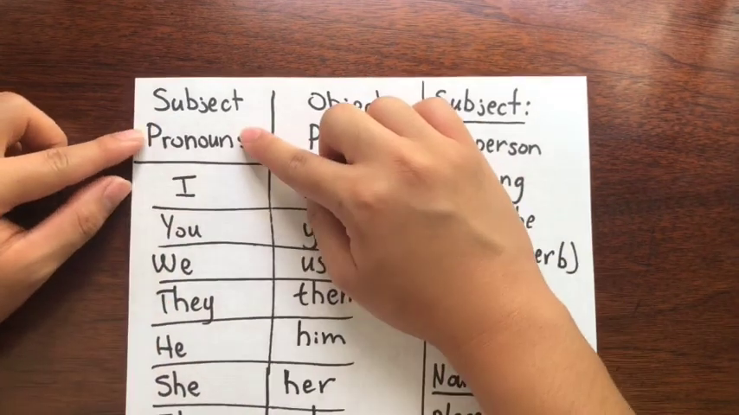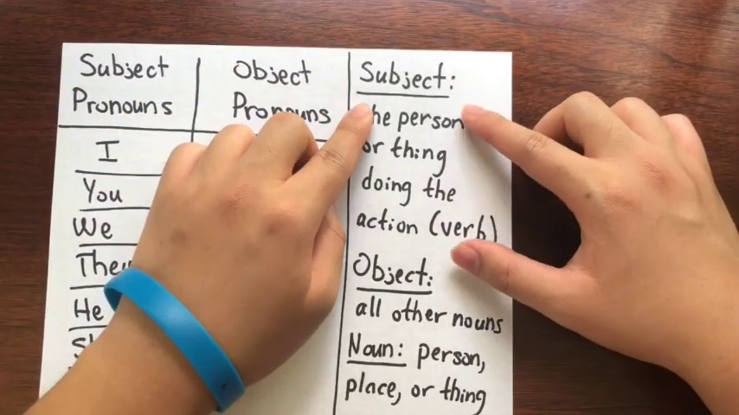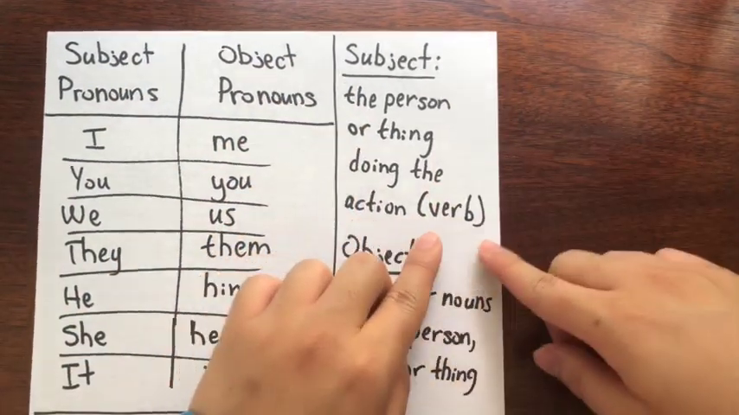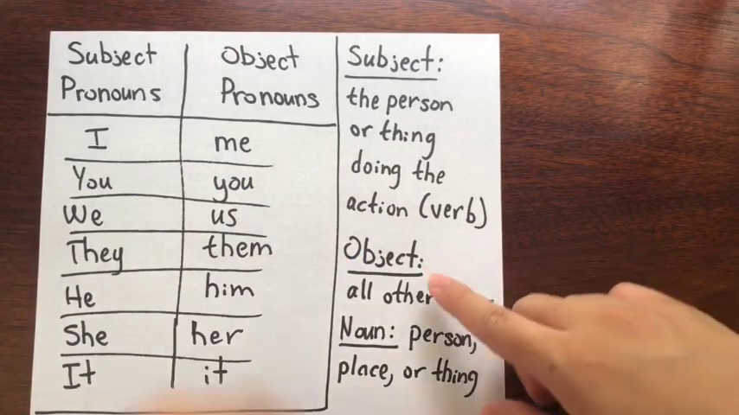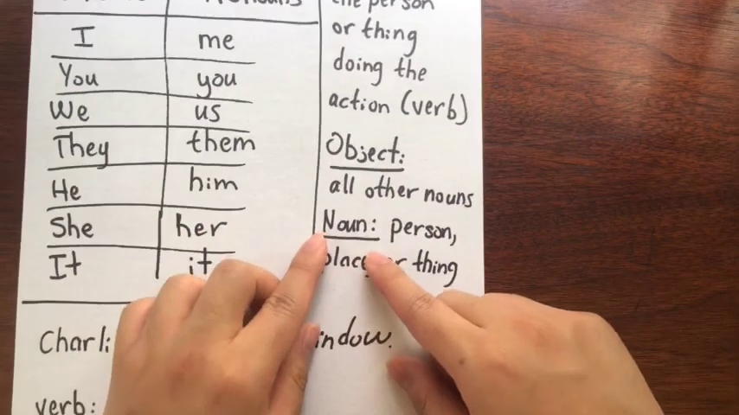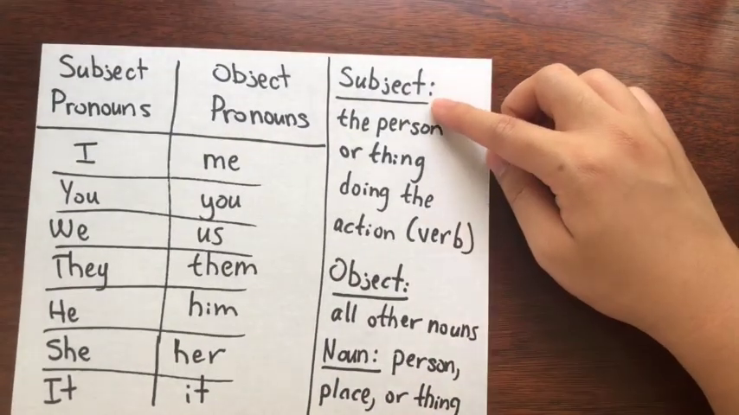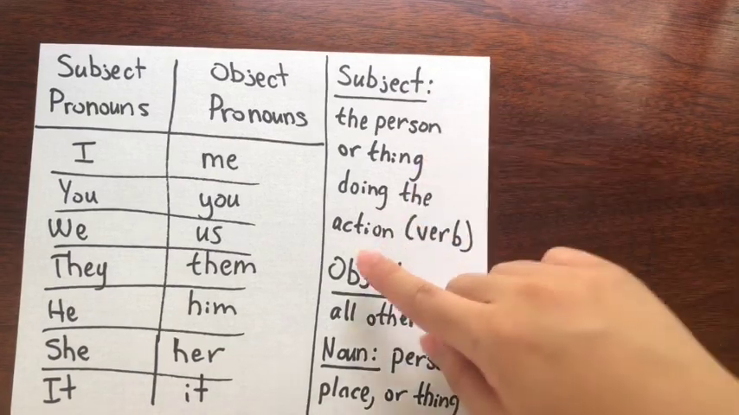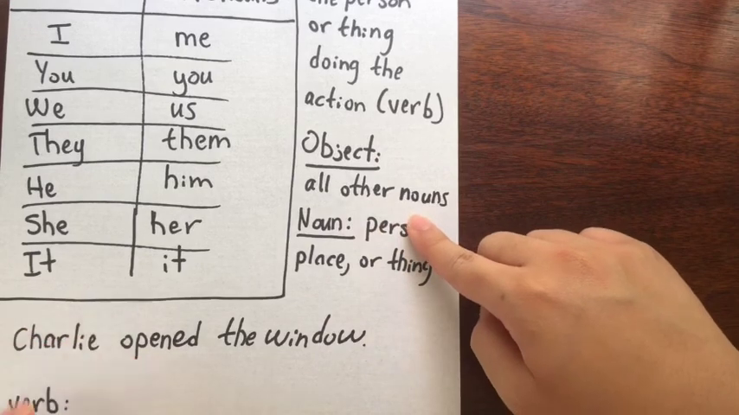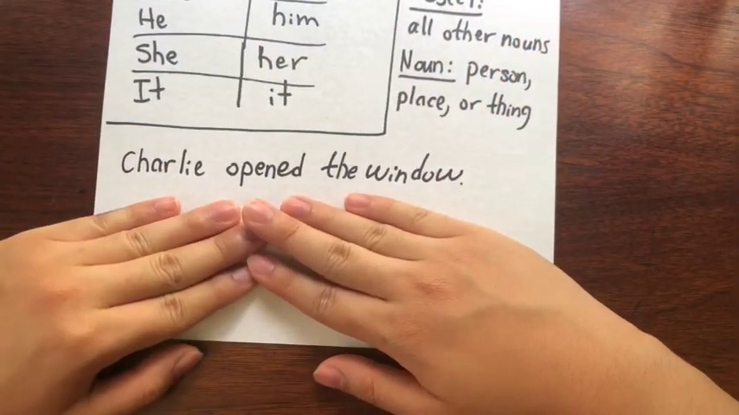Well, we have subject pronouns and we have object pronouns. The subject is the person or thing doing the action or the verb. The object is all other nouns, and a noun is a person, place, or thing. So the subject is the noun that's doing the action, and the object is all of the other nouns in the sentence. So let's use this sentence for an example.